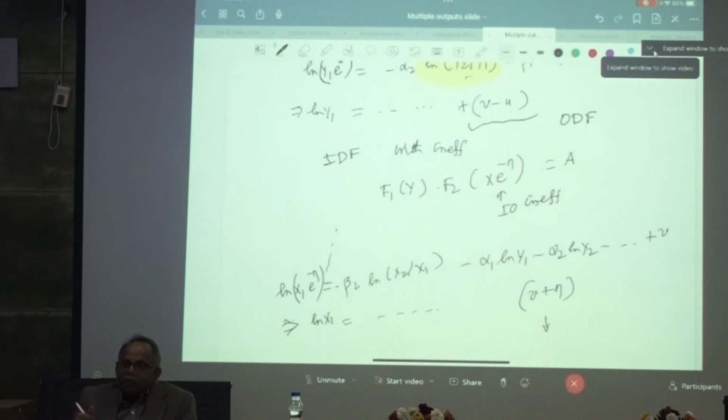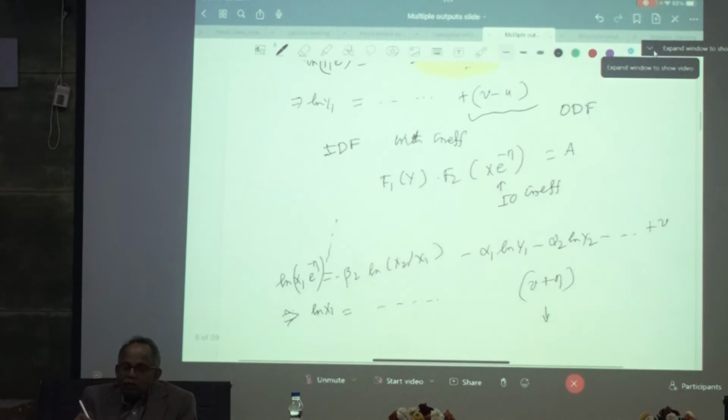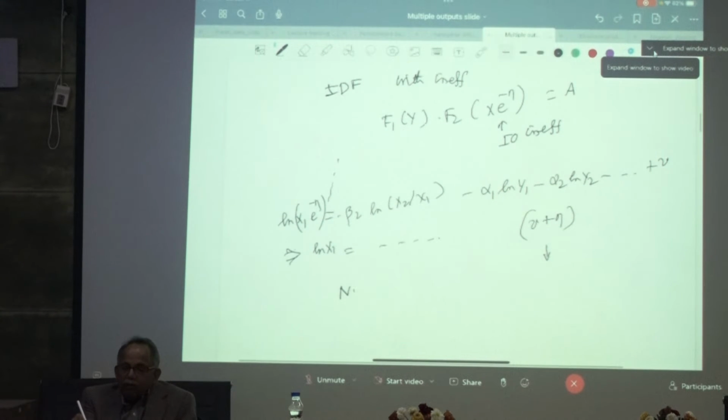Okay. Now here again we are changing notation. Instead of u, we are saying eta. But mathematically, what is happening is plus or minus, right? Plus when you are using a cost function or input distance function, minus when you are using a production function or output distance function. Okay. So again, you don't need to know anything new. So no new estimation technique is needed.